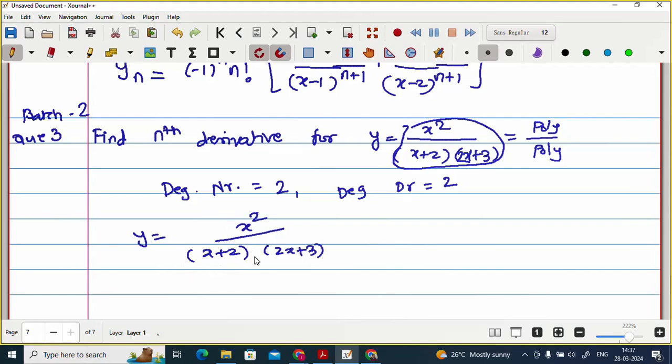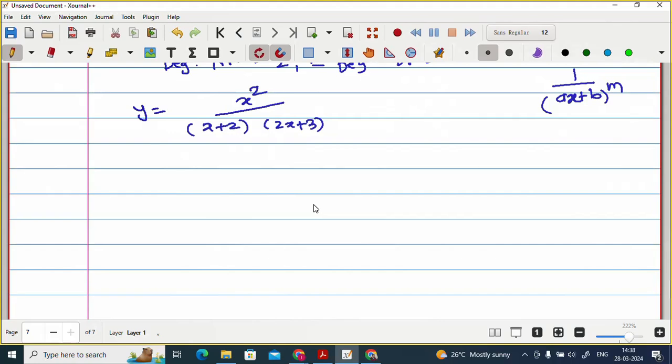But this is a rational term and we don't have a formula directly for this. We have only two formulas, that is 1 upon ax plus b, in which case we can write the nth derivative directly, or 1 upon ax plus b whole raised to m. This is not in that way, so we first have to simplify it into that type by partial fractions. But the problem here is that the degree of the numerator is equal to the degree of the denominator, and partial fraction is applicable when the degree of the numerator is strictly less. So here it is equal, so first of all we will perform the division.